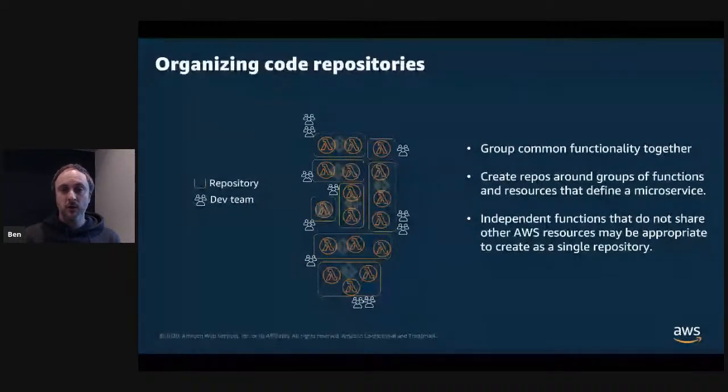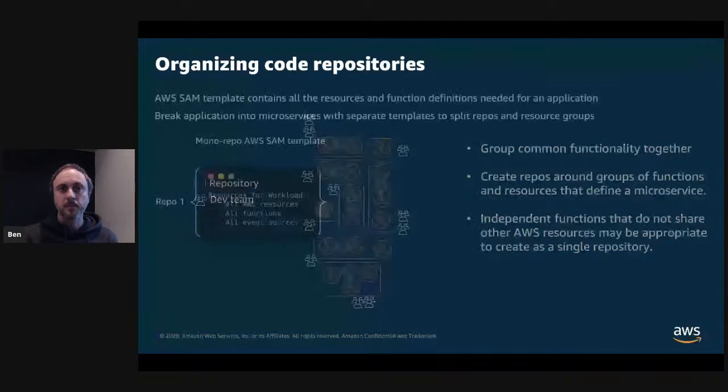So once you've created these building blocks, these microservices, you have these nice natural boundaries to group or identify your development team's responsibilities. And you can build repositories now based on these ownership boundaries and assign these to your development teams. Now, for functions that are entirely independent, like this one up here, this might not share any other AWS resource, so it might be appropriate for this particular function to be created as its own repository. So that could be something like a helper function or an event processing function.